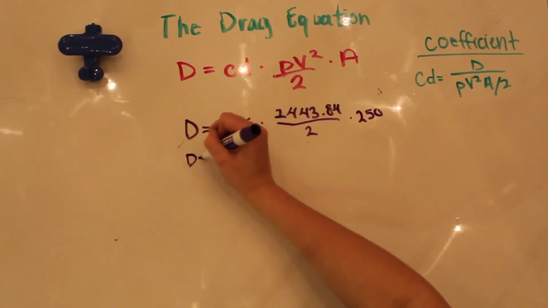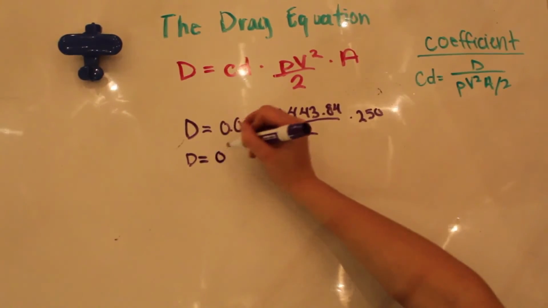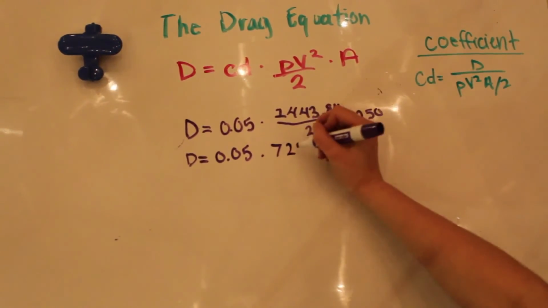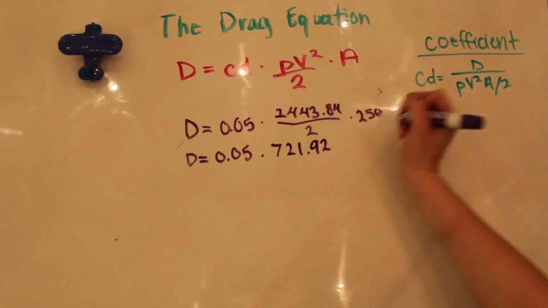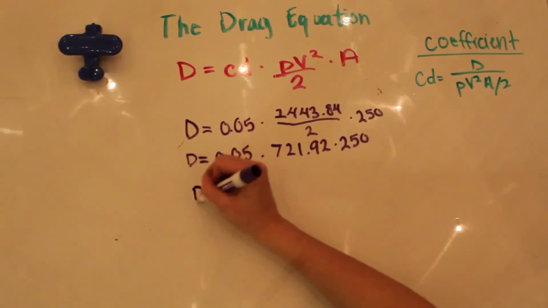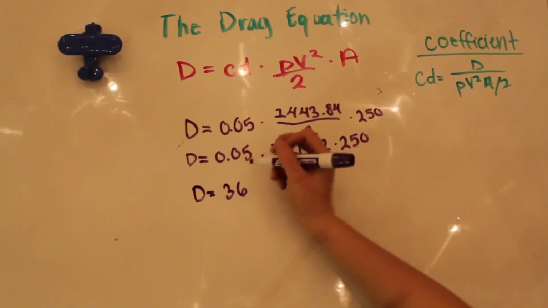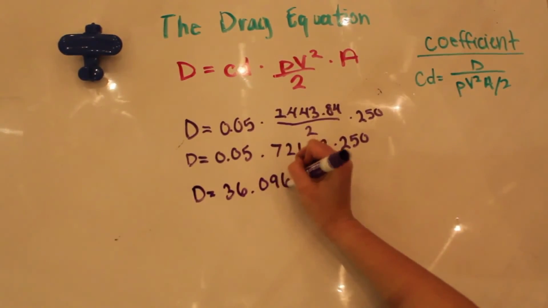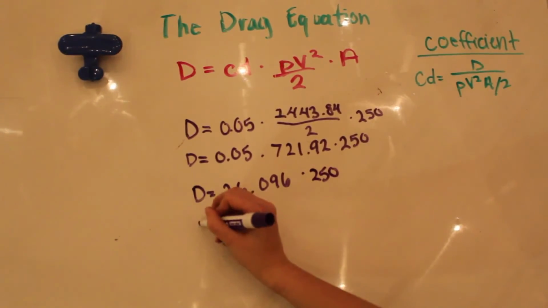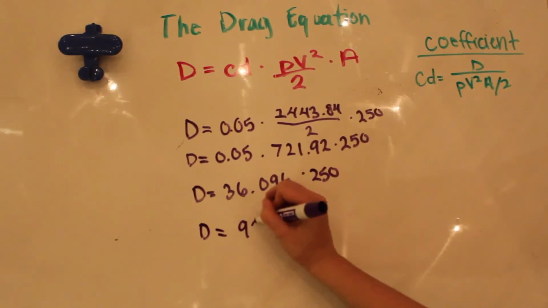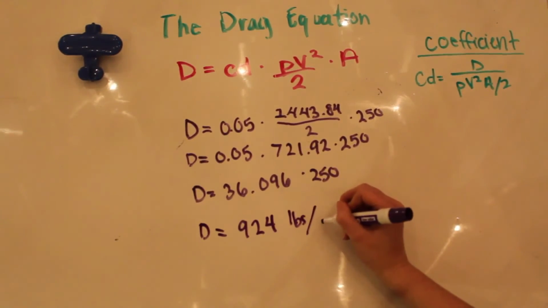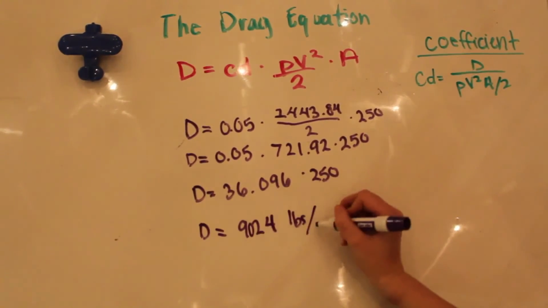We'll square 160 and multiply it by 0.0564, and we'll get drag equals 0.05 times 1,443.84 over 2 times 250. Next, we will divide by 2 because we need to keep it in the parentheses. So drag equals 0.05 times 721.92 times 250. We'll multiply it by 0.05 and 250 to get 9,024 pounds of force.